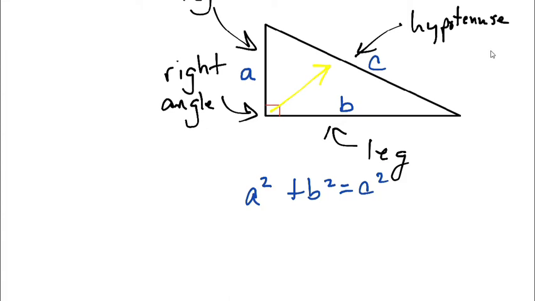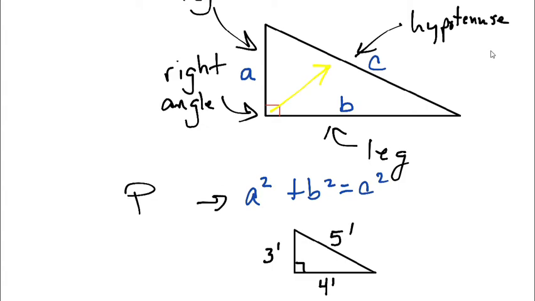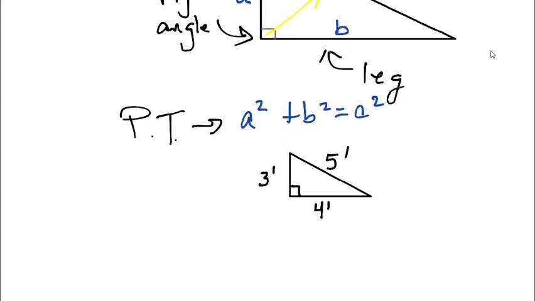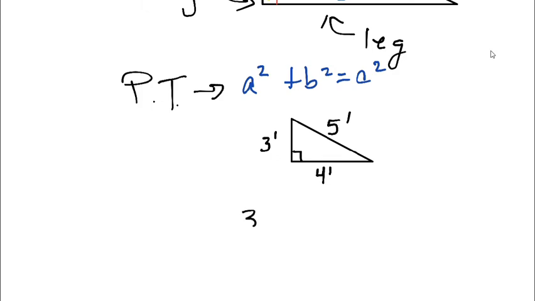How does this work? Well, let's take a quick little example. I will draw a right triangle that maybe looks like a certain shape, and that shape will have a 3-foot leg, a 4-foot leg, and it will, because of the Pythagorean Theorem, have to have a 5-foot hypotenuse. Really? Does that work? It does. 3 squared plus 4 squared equals 5 squared. 9 plus 16 equals 25.